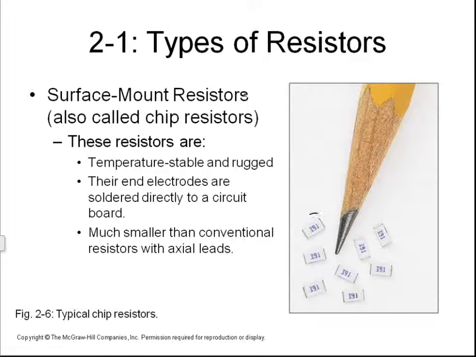Here's your surface mount. You can see by the magnification on the pencil tip, they're very small. They're identified by, once again, writing right on them. In this case, it's a 391, so 390 ohm resistor. 39 and 10. They might also be color coded with dots as opposed to the writing, which in this case it would be orange, white, and brown. Three dots: orange, white, and brown.